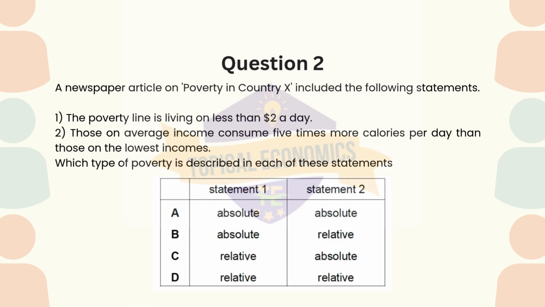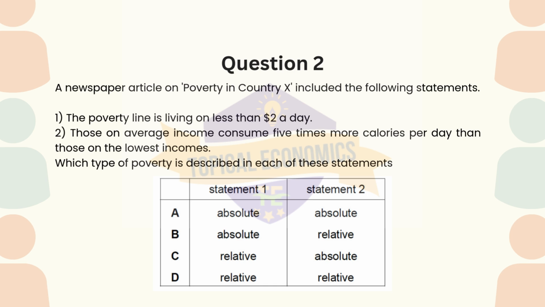Moving on with the second question. This is from 2022 Feb-March paper version 2. A newspaper article on poverty in country X included the following statements. The poverty line is living less than $2 a day. And the second statement is those on average income consume 5 times more calories per day than those on the lowest incomes. Which type of poverty is described in each of these statements? And so they have given us 4 options.